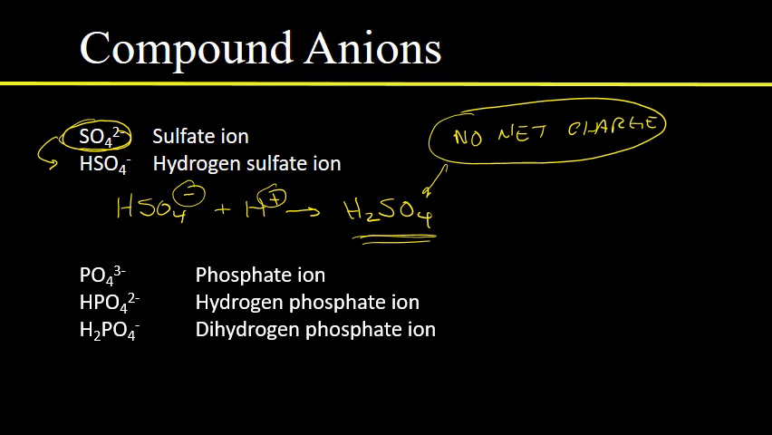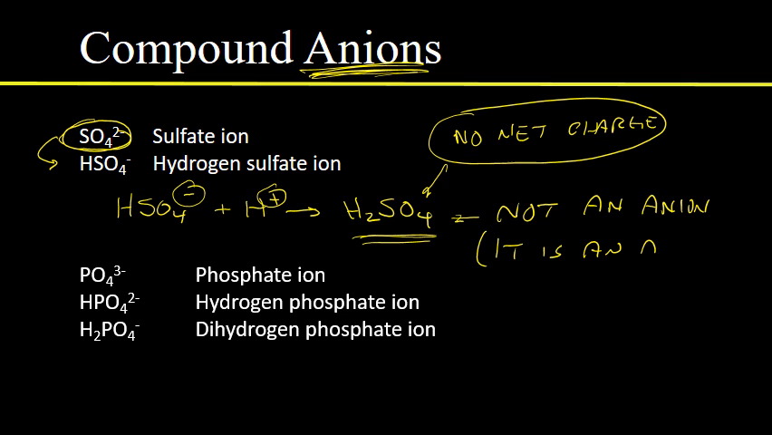Right? And if the charge is 0, then it's no longer an anion. And this scheme that we're using for naming these is only for anions. Right? So if this is neutral, this is not an anion anymore. In fact, we'll see later that it's an acid, and there's a different set of nomenclature rules for acids. Okay, so we wouldn't call this dihydrogen sulfate since it's no longer an anion.